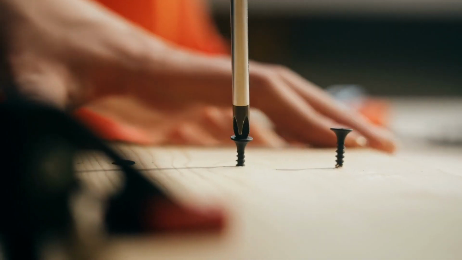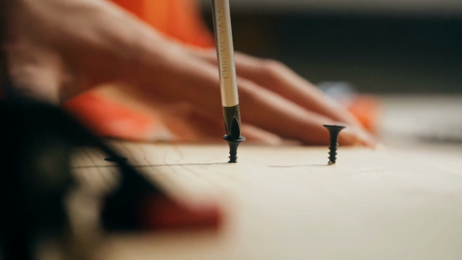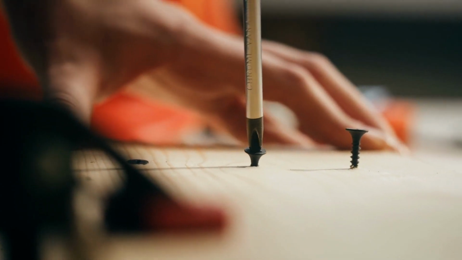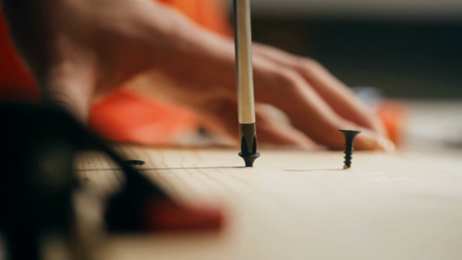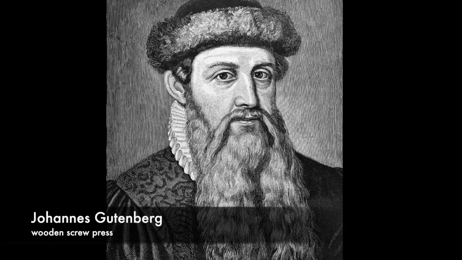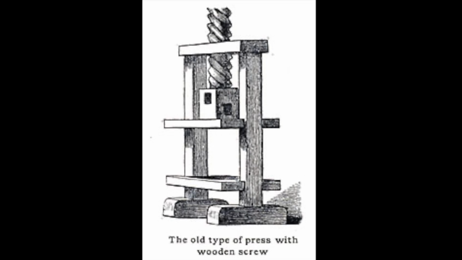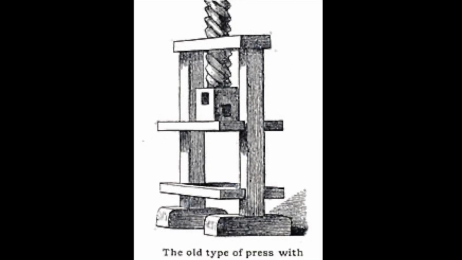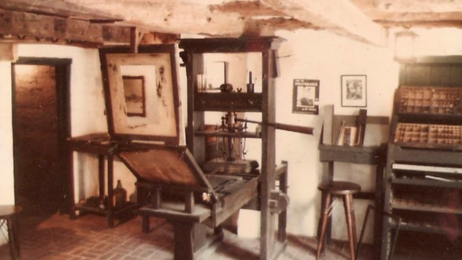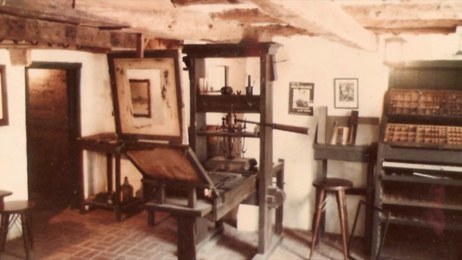In the Middle Ages, craftsmen refined the art of screw making, producing intricate wooden screws for use in presses and other mechanical devices. Notably, Johannes Gutenberg's invention of the wooden screw press revolutionized the printing industry, enabling the mass production of books and spreading knowledge far and wide.